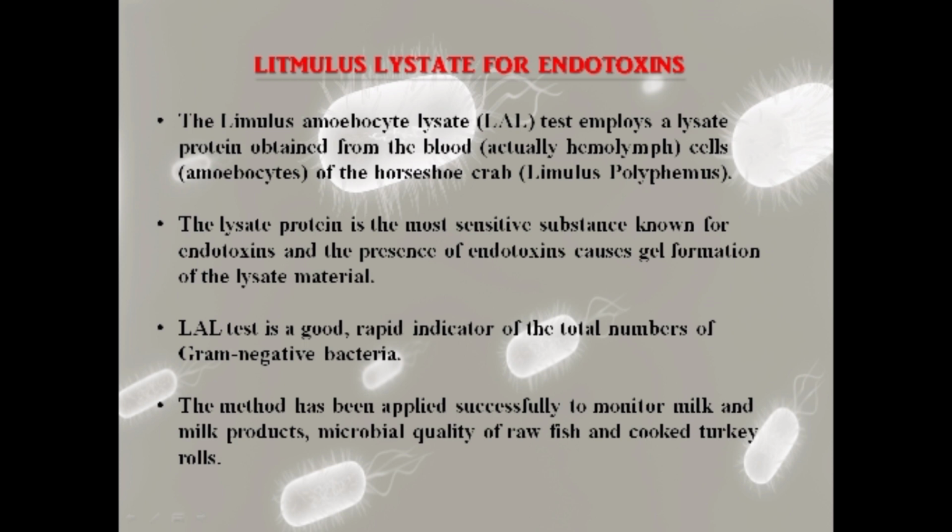Limulus lysate for endotoxins. The Limulus amoebocyte lysate test employs a lysate protein obtained from the blood cells of the horseshoe crab. The lysate protein is the most sensitive substance known for endotoxins, and the presence of endotoxins causes gel formation of the lysate material. The LAL test is a good rapid indicator of the total numbers of gram-negative bacteria. The method has been applied successfully to monitor milk and milk products, microbial quality of raw fish, and cooked turkey rolls.